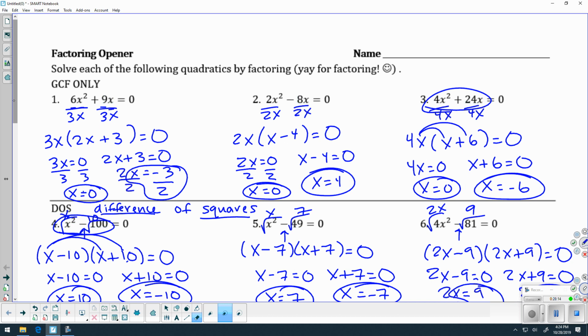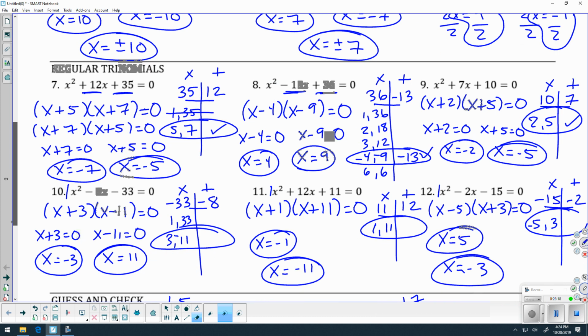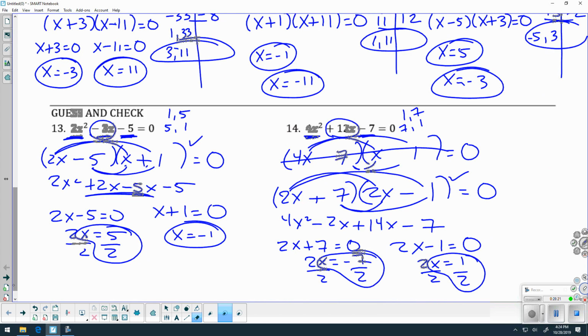Okay? So get some practice. Again, make sure you practice these. You need a strong foundation now. You need to understand factoring now. Otherwise, it's going to be a lot tougher later on.